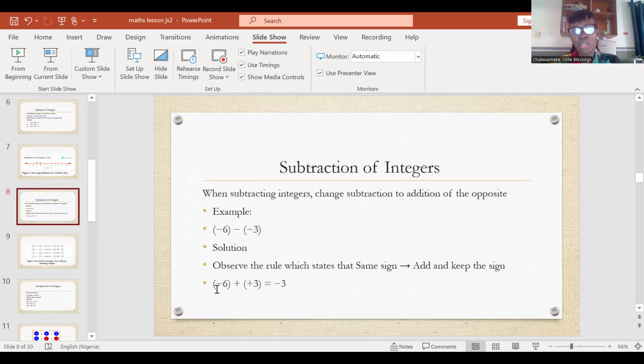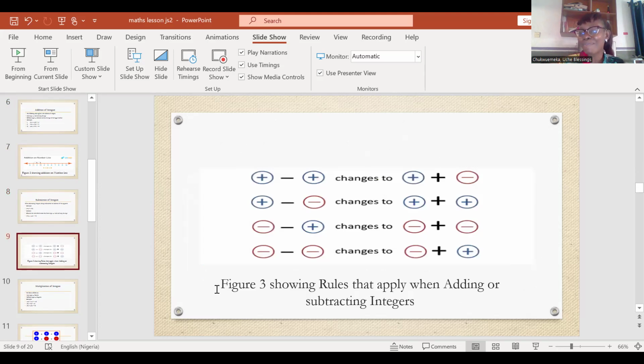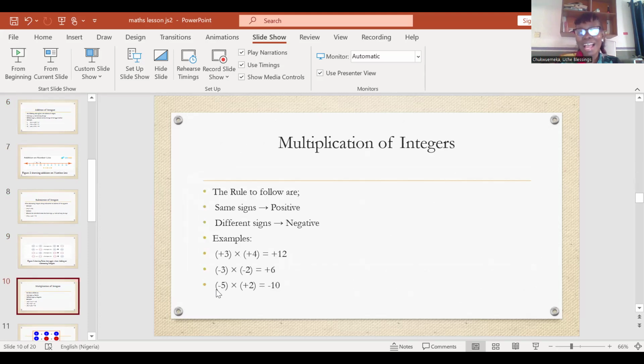Now I have taught subtraction of integers, telling you to observe the rule that says same signs, add and keep the sign. And we also have a pictorial representation of it here. Now we are in multiplication of integers. Same signs lead to positive.